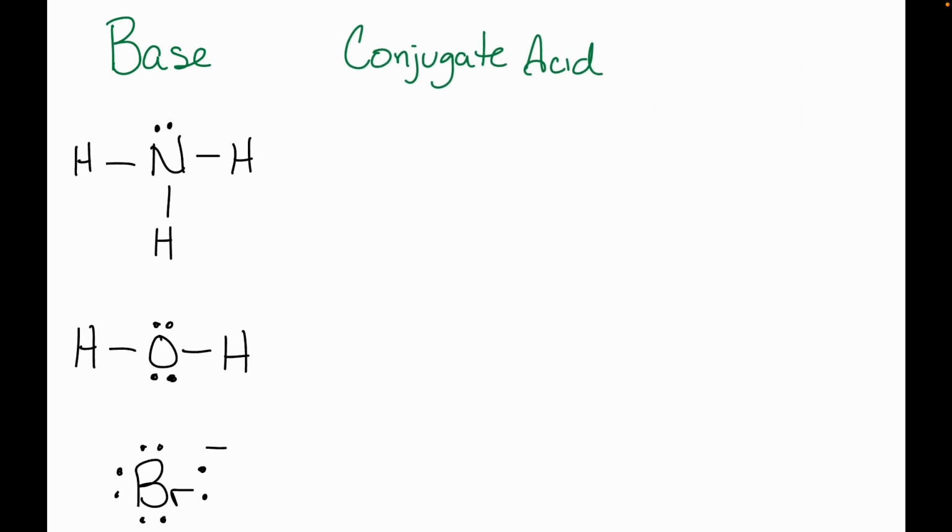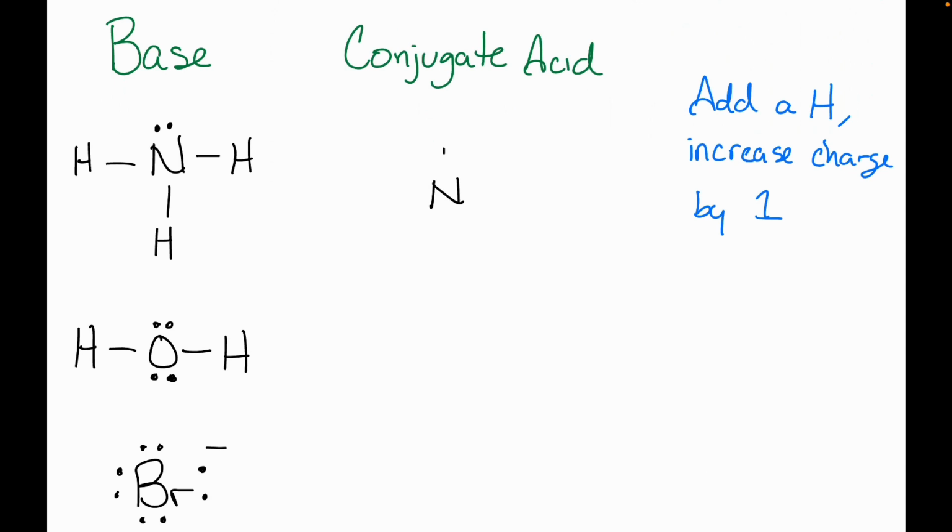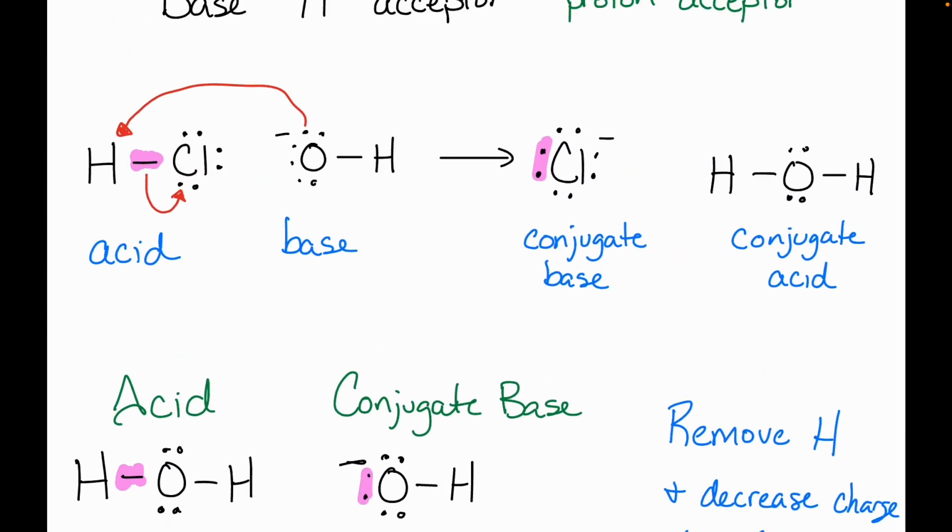All right, so when we get our conjugate acids, we're going to add a hydrogen, and we're going to increase the charge by 1. All right, so my conjugate acid for ammonia is that ammonium ion. I've added another nitrogen-hydrogen bond, and what's the charge going to be? Plus, okay?